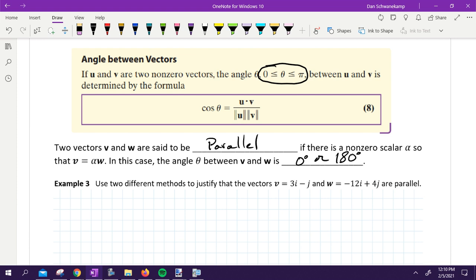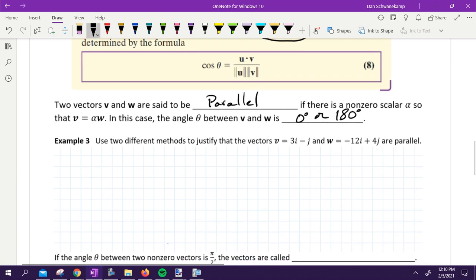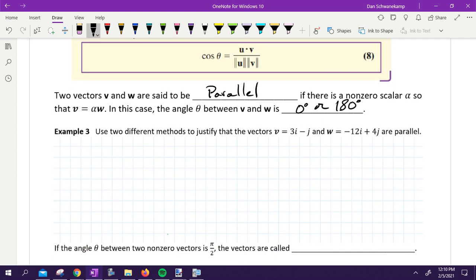You could do this by doing the exact same thing we did on the front. What we did on the front with the little cosine formula, that works here too. If you get 0, 180, it's parallel. Or you could do this scalar multiplier thing, and I'll show you what that means. But just for the sake of seeing it, let's graph these two vectors.